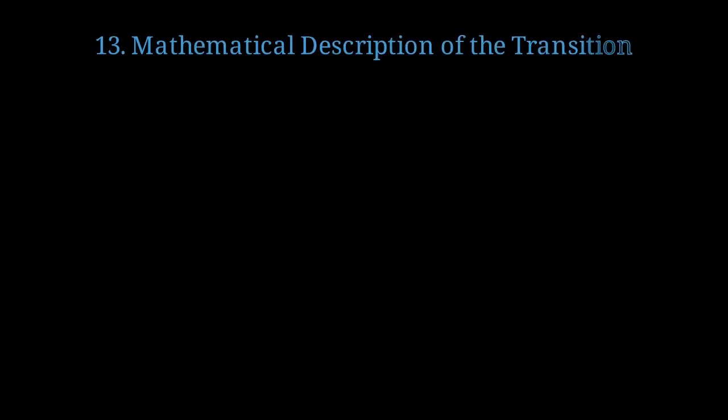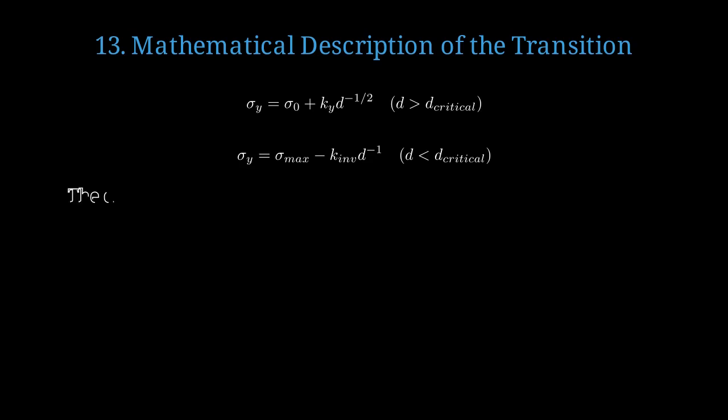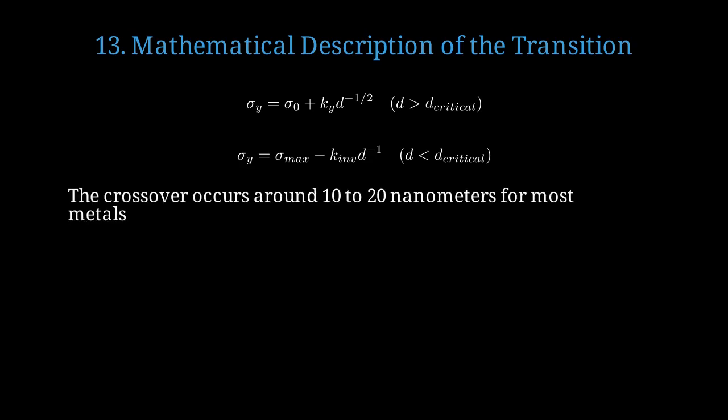Let's look at a more complete mathematical description of the full strength behavior. For grain sizes above the critical size, we use the normal Hall-Petch equation with the 1 over square root dependence. For grain sizes below the critical size, strength decreases, often with a 1 over d dependence in the inverse regime. The crossover between these two regimes occurs around 10 to 20 nanometers for most metallic systems.